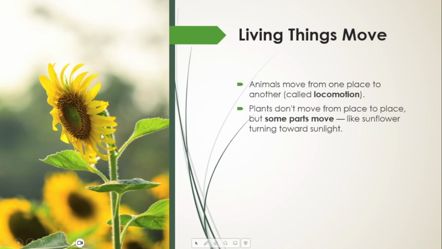Like the sunflower, we see it can turn itself along the direction of the sunlight. That means in the morning, the sunflower faces towards the sun, that is towards the east. And when you observe a sunflower plant during the evening time, it faces the west direction where the sunset takes place. So it is moving along the direction of sunlight from east to west.